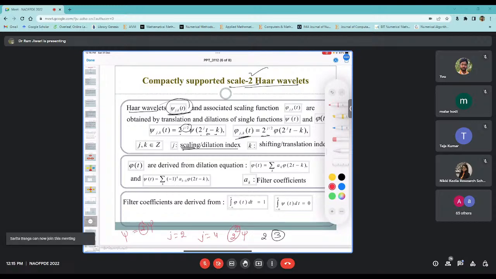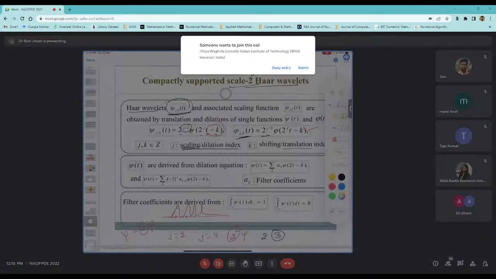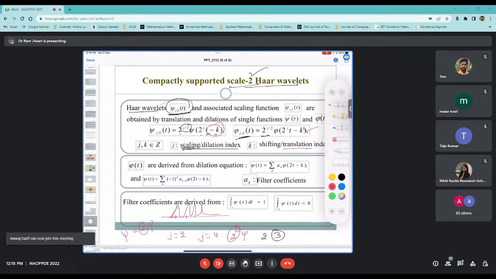And shifting means, as I told you in the picture of a wavelet, suppose a wavelet starts from here, then it goes here like this. The scaling parameter is the same, but it is shifting the origin. So k works as a shifting parameter, or you can say translation index. Any function can be used here. These a_k are unknowns, and how to calculate them is the question. With the help of these properties, we can compute these parameters.